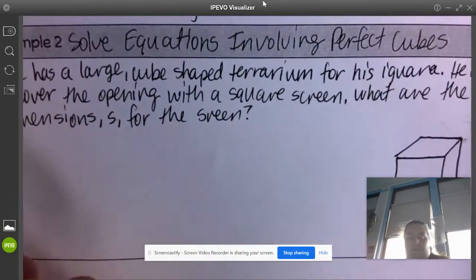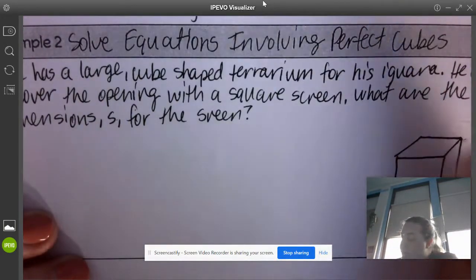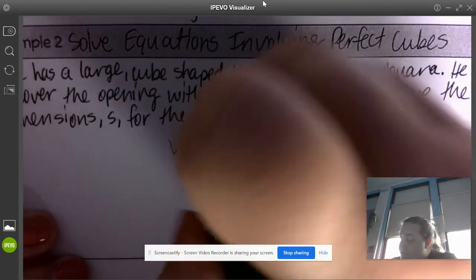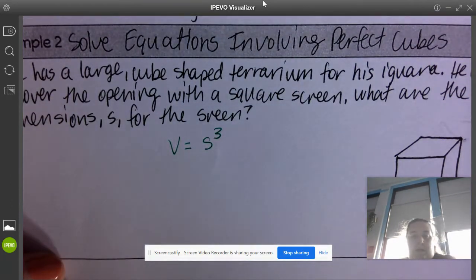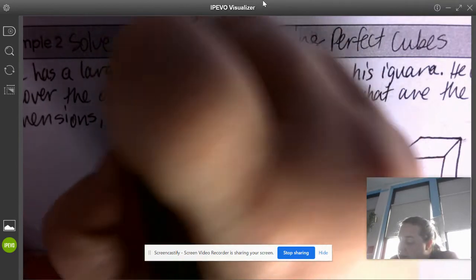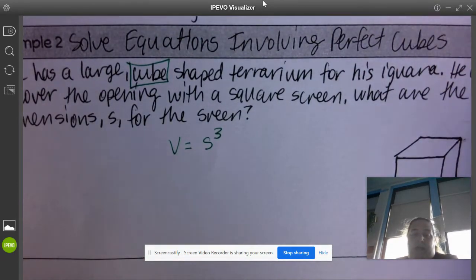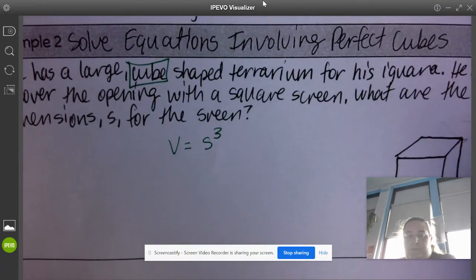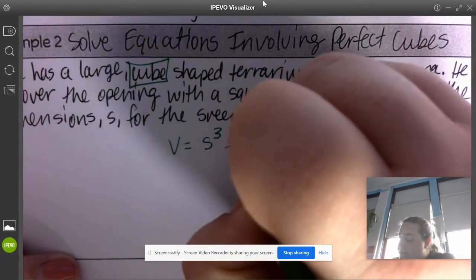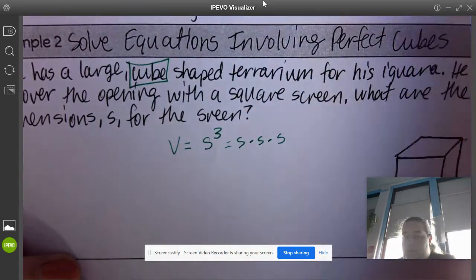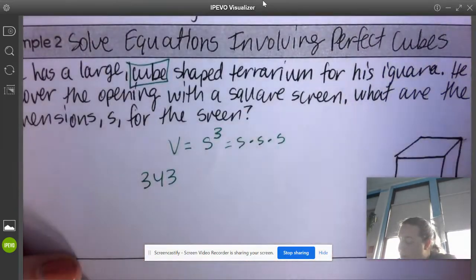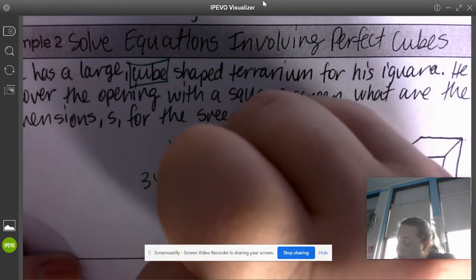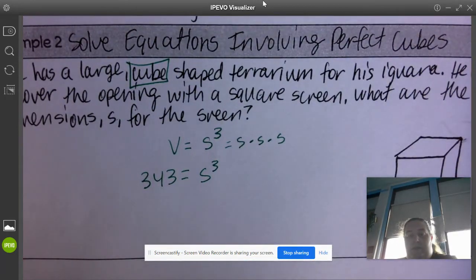So let's talk about volume. So we know that volume is equal to the side length cubed. And they did say that it was a cube terrarium. That's why I can use this formula, which is just side times side times side. So I know the volume is 343 cubic feet. I still don't know the side length though.